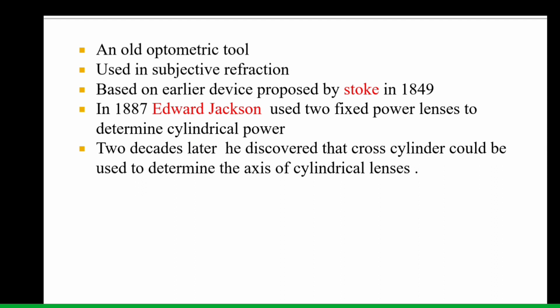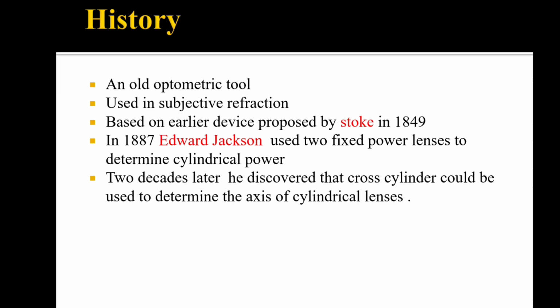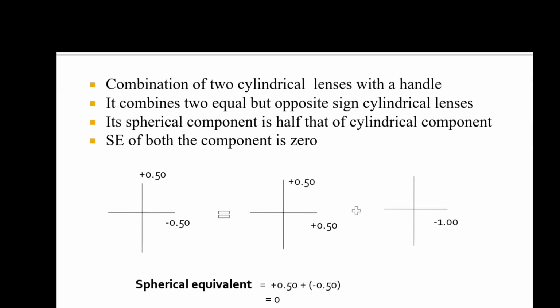It is based on an earlier device proposed by Stokes in 1849. In 1887, Edward Jackson proposed using fixed powered stock lenses to determine the power of cylindrical lenses. Two decades later, Jackson discovered that the cross cylinder could also be used to discover the axis of the astigmatic correction. The Jackson cross cylinder is a combination of cylindrical lenses, which is a spherocylindrical lens with a handle.